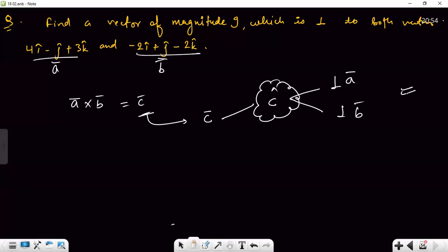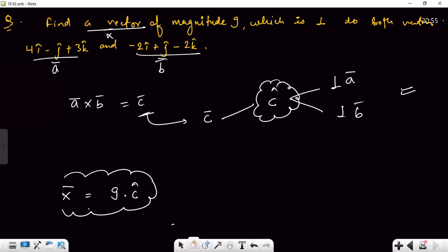Yes, sir. Clear, sir. And we have to find a vector. Let's call it X vector. So X vector should have 9 as its magnitude, and its direction we can take from C vector. Because in a vector there is a magnitude and a direction; we are taking the direction from the calculation, and the magnitude is given to us. So how do we find out the C cap?